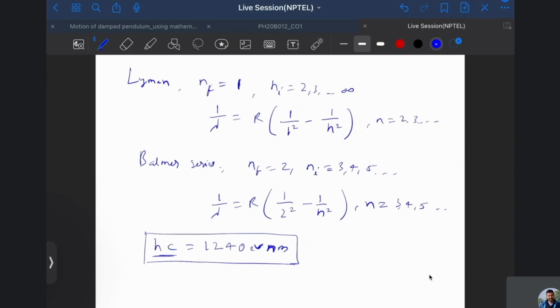Okay. If not, let's go to our first problem. And also, instead of nanometer, we can write it as 12400, one more zero, and then we can write it as EV angstrom, correct? So this can also come in handy. So yeah, we'll see.